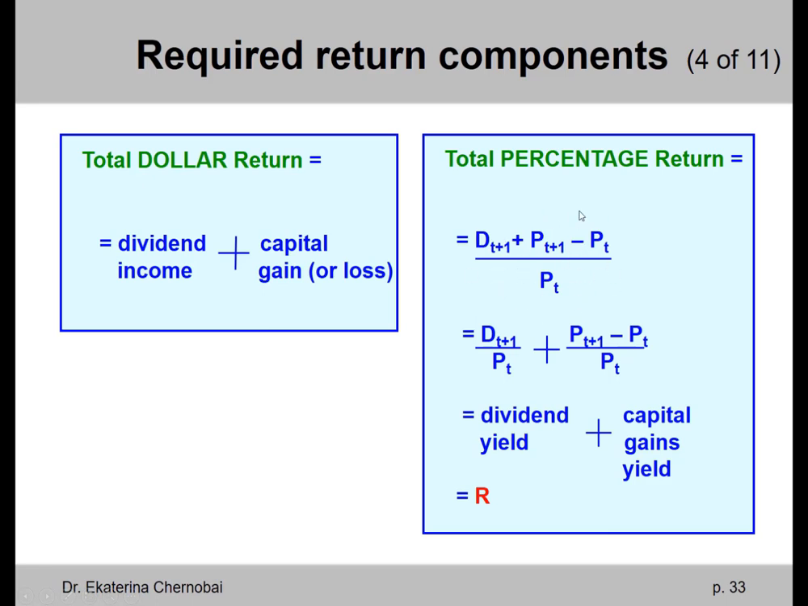Mathematically, this fraction could be split into the sum of two fractions. One being just the dividend return, right? Or dividend yield, where you take next time period's dividend and divide by the price you pay today. And then you add to that the second component, which in the numerator has the price change, the capital gain, right? Price in the next time period minus the price paid today. And in the denominator, it's the price paid today. So you combine the dividend yield, which is in percent, with the capital gains yield, which is also in percent, and get the total percentage return.